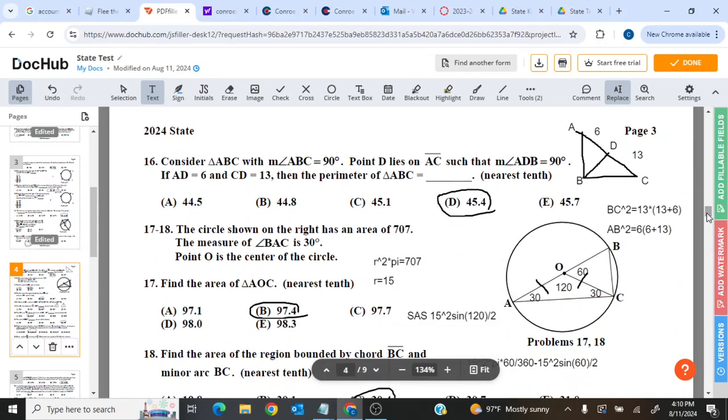Consider triangle ABC with measurement of ABC equal to 90 degrees. Point D lies on AC such that measurement of ADB is 90 degrees. If AD is 6, CD is 13, what is the perimeter of the triangle? This appeared on a few other tests.